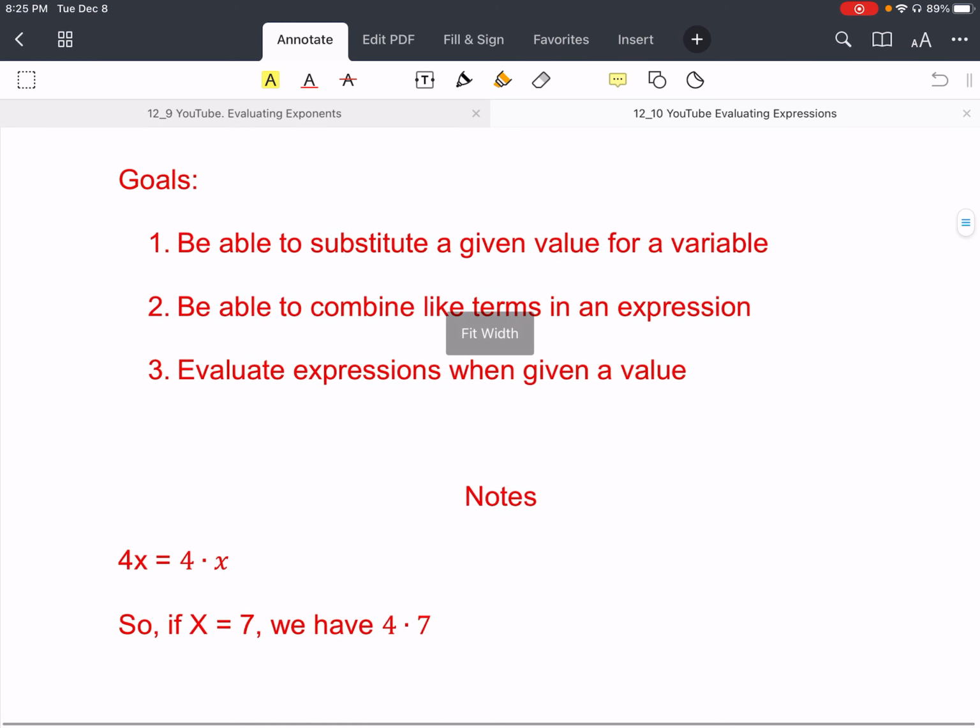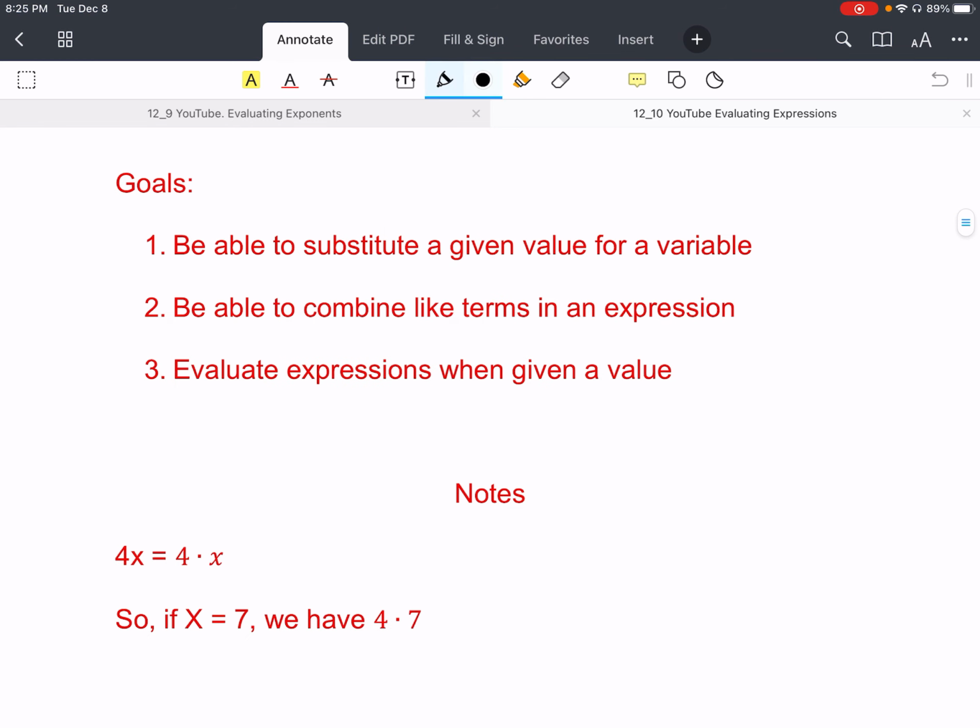So our quick notes as a reminder, when we see a term like 4x, so a number right next to a variable, that means multiplication. So 4x is actually saying 4 times x. So if they tell us that x is equal to 7, we would actually do 4 times 7.